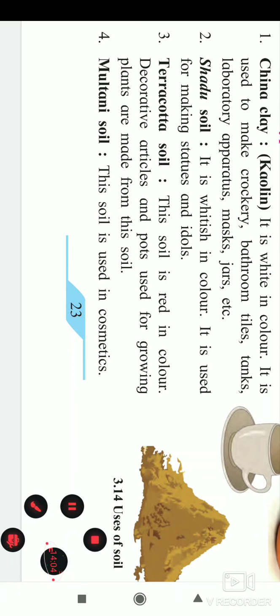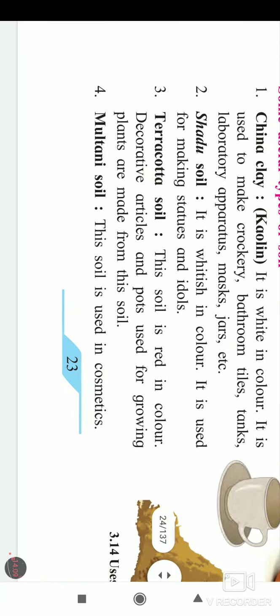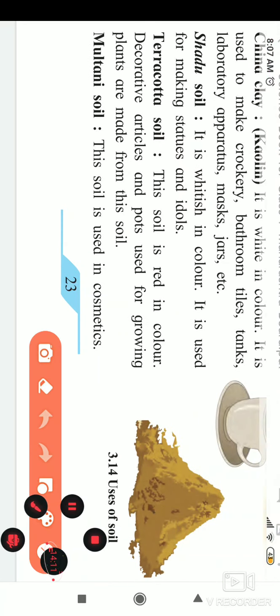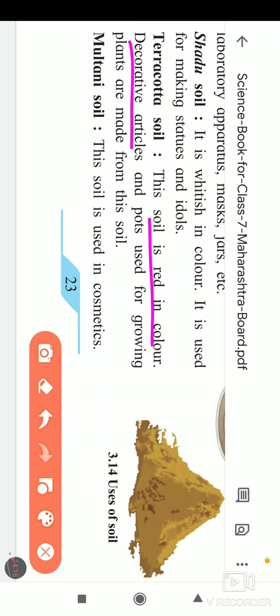So what is terracotta soil? This soil is red in color. Decorative articles and pots used for growing plants are made from this soil.